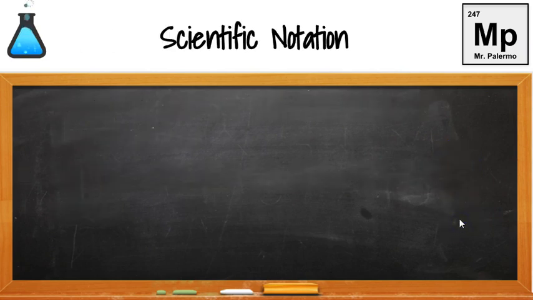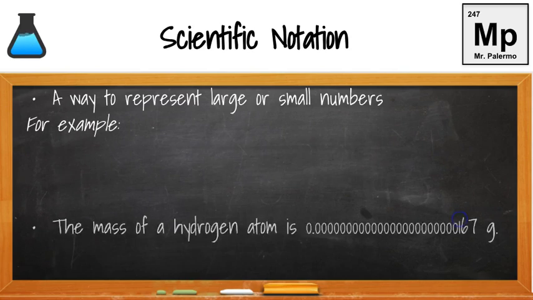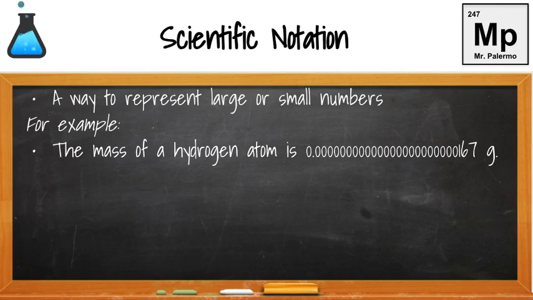So what is scientific notation? It's a way to represent large or small numbers. For example, the mass of a hydrogen atom is a very, very small number with lots of zeros, and so scientific notation can represent that number in a much easier way as 1.67 times 10 to the negative 24th.